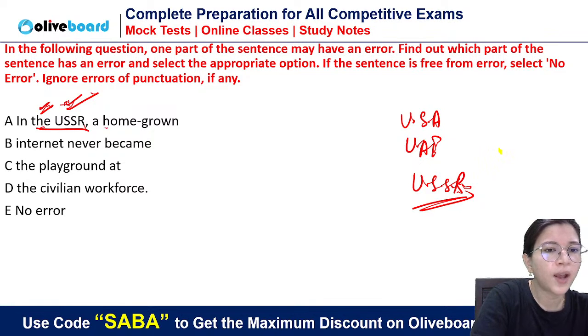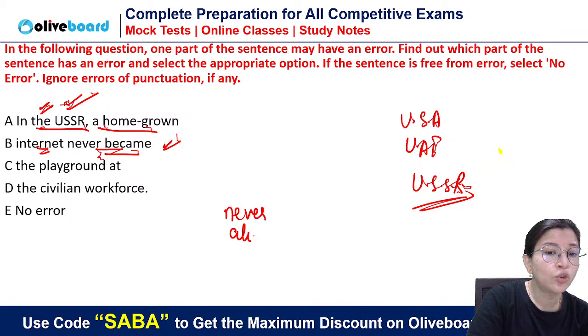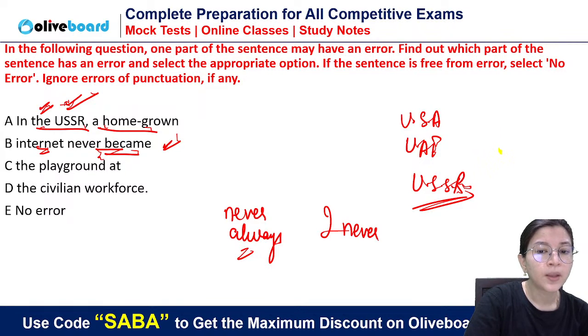In the USSR, a homegrown internet never became. Now somebody is saying that ma'am never can't be in past indefinite tense. It should be has. See, never, always, these are the words. They need to be in indefinite tense and they can be in any indefinite tense. जैसे अगर मैं बोलूं I never came late or I never smoked in my life. Is it wrong? I never smoked in my life.